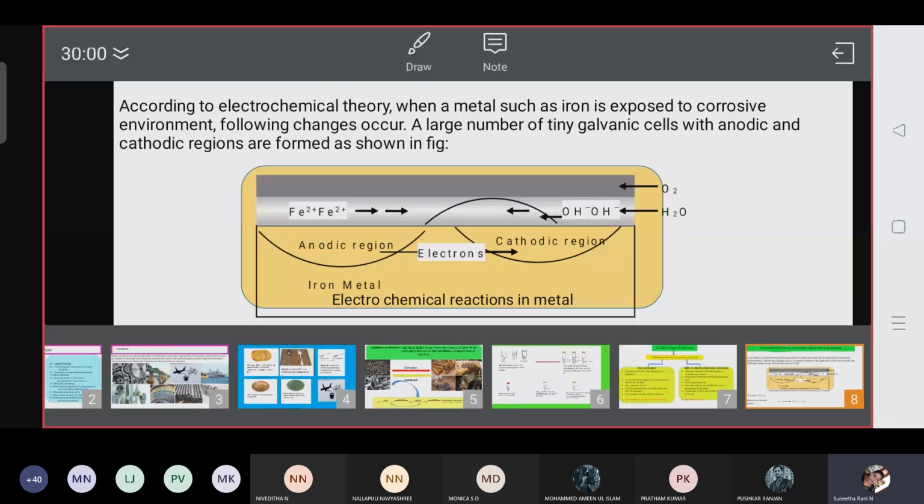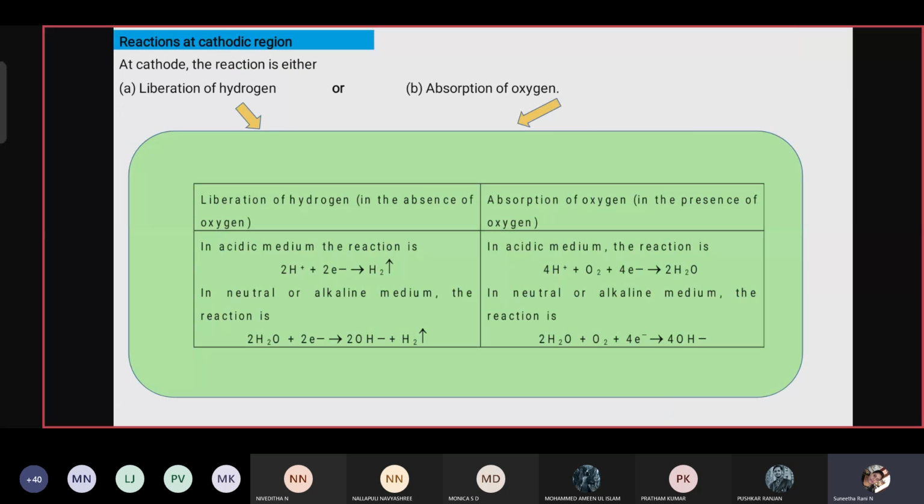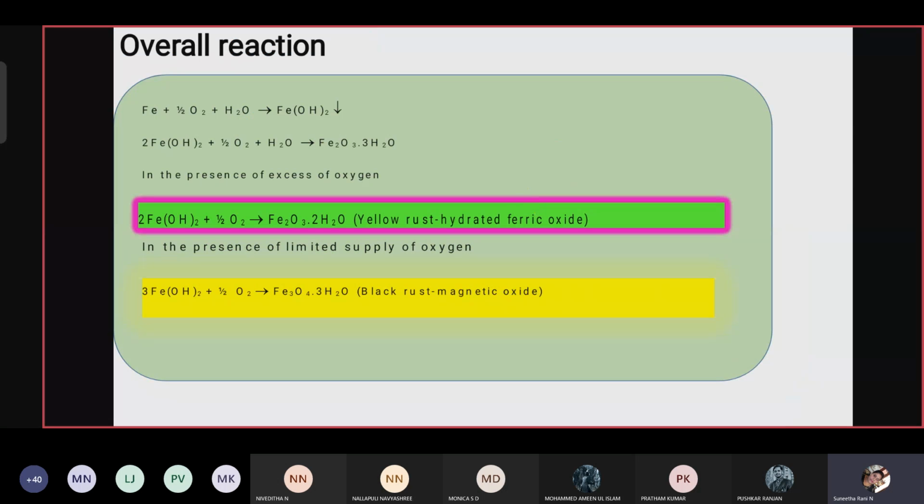In these reactions, the first condition is liberation of hydrogen in the absence of oxygen. The second condition is absorption of oxygen in the presence of oxygen. The first is in the absence of oxygen, and the second is in the presence of oxygen.